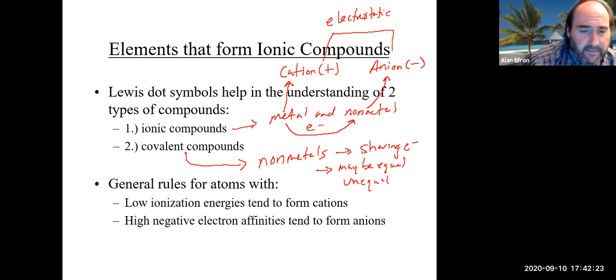So if you just think about looking at the periodic table, metals are essentially on the left-hand side, right? And nonmetals are like upper right.